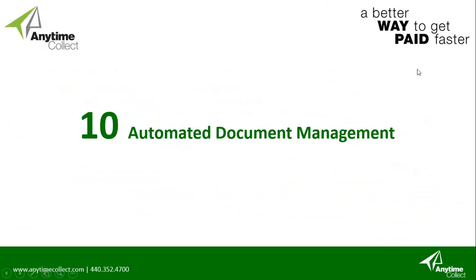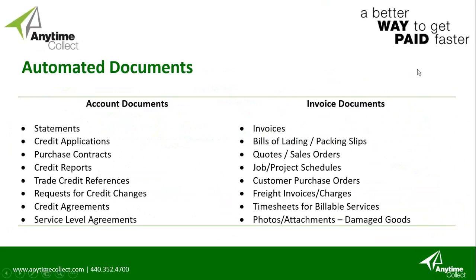Document management. Let's talk about automating document management. We have a lot of different documents in the accounts receivable process. This is a list of just some of them that we run into time and time again. And there's really two categories, right? We have documents that are related to the customer accounts. These are things like the statement, could be credit applications, purchase contracts, credit reports, trade credit references, requests for credit changes, whether it's changes to the terms or the limits, credit agreements, service level agreements, you name it, right? These are all around the customer.